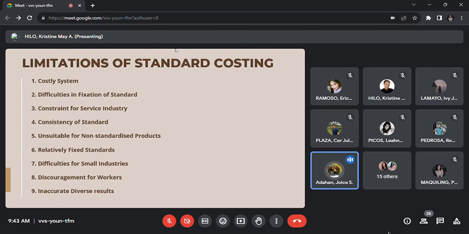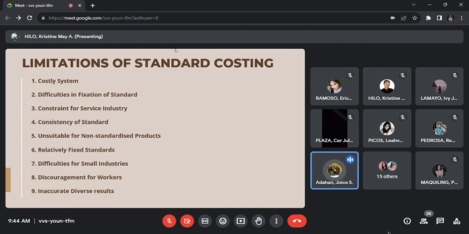Fifth is unsuitable for standardized products. Unsuitable for non-standardized products is utility grade, shop grade, rejects, decorative siding, on grade, production overruns, winner, and web stock. Six is relatively fixed standard. Seven is difficulties for small industries. Difficulties for small industries include hiring the right people, building a brand, developing a customer base.